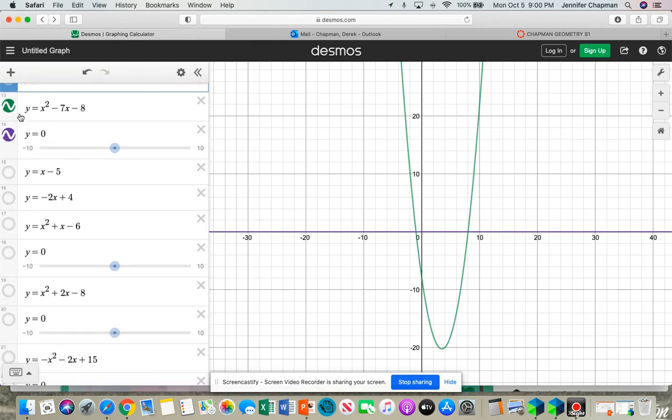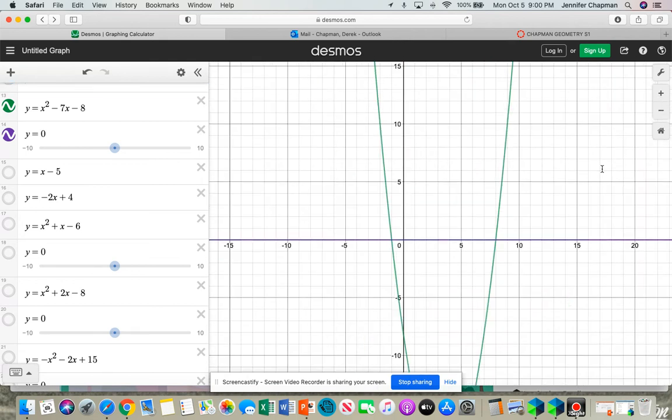You can see that my parabola there is the green function. Looks like my line y equals 0 is my purple. It's kind of hard to see. I'm going to turn it on and off. You can see it right here. It's on top of the x-axis. Watch, it'll turn purple, right? You can see that coming on. So y equals 0 is literally the x-axis. So that's why it's not standing out very much.